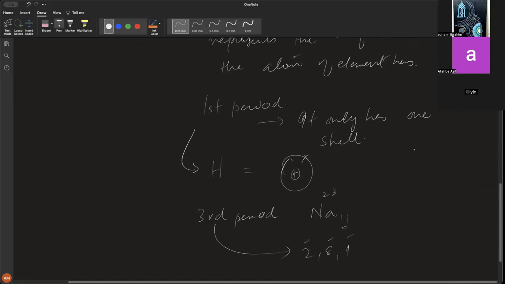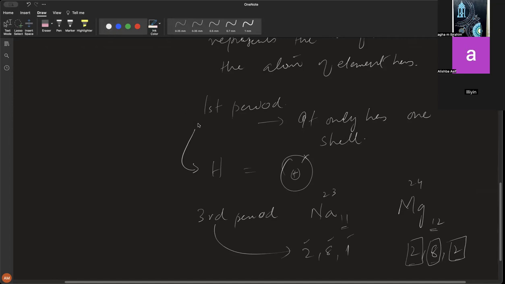Similarly, magnesium comes right after sodium. It is also in the third period. Do you get it? Magnesium is 24 and 12. If you try to make the electronic configuration for this, it is 2, 8, and 2. Again, 1, 2, 3. 3 shells. Right? 3 shells, third period.